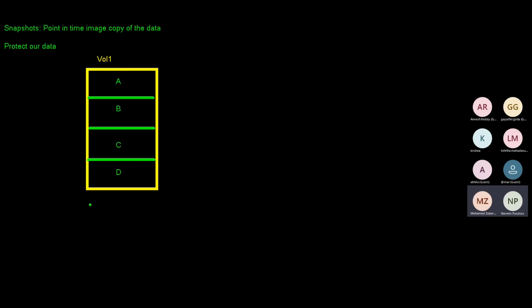Okay, so I have created a snapshot on top of the volume. The snapshot name is snap1, let's assume, and I have created it at 7 a.m. So as I told you, a snapshot is a point in time image copy of my data.